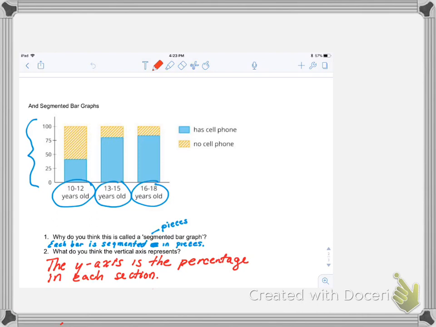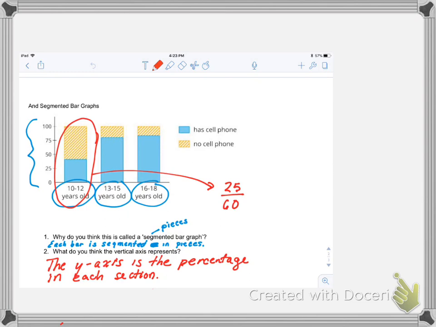So the y-axis is the percentage of each section. So because that first bar represents the 10 to 12-year-olds, and we had looked at that solid part as 25 of them. So let's pull that over here. That was 25 10 to 12-year-olds. And if you look on your table, on your paper, the 10 to 12-year-olds was 60 of the people. So that's 25 out of 60.